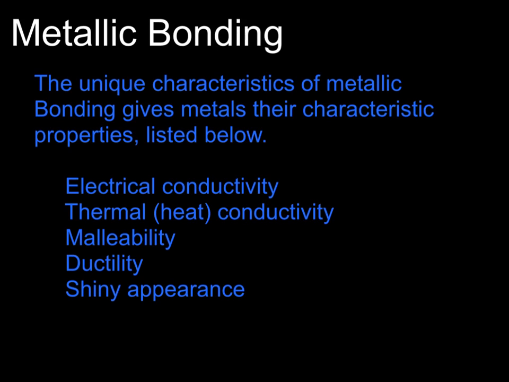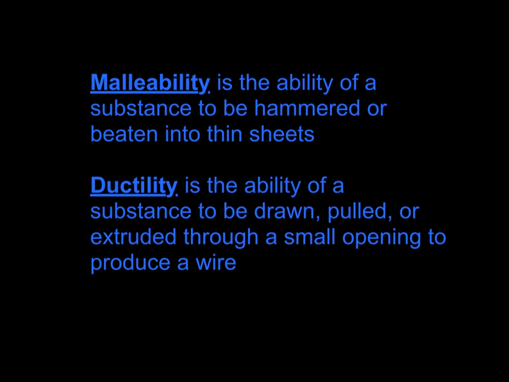Metallic elements are also malleable, which means that they can be hammered flat, and they're ductile, which means that they can be drawn into wires, and they also have a shiny appearance. So just make sure that you have these two definitions copied down into your notes. Malleability, again, is the ability of a substance to be hammered or beaten into thin sheets. So think of a copper bowl or something like that. That's because copper is malleable.